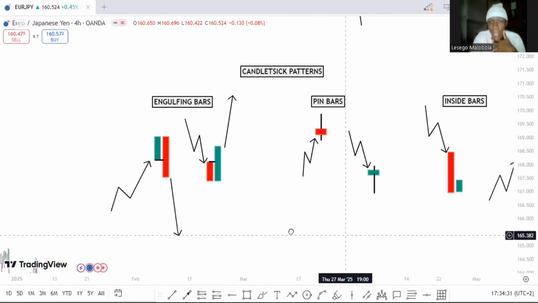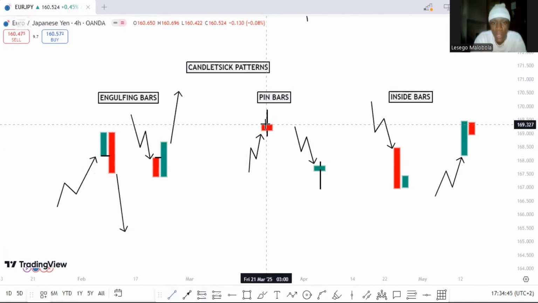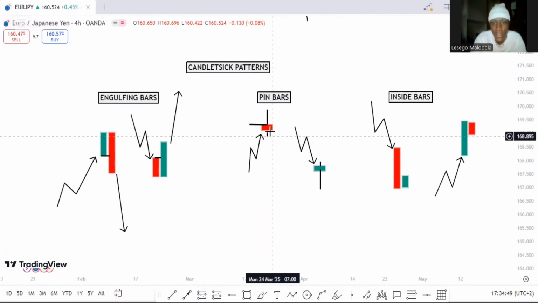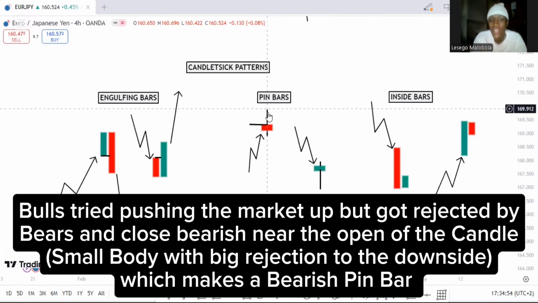Pin bars usually happen when price gave us this rejection. You see price here was moving up, and on the open of this bearish candlestick, you can see the open of this bearish candlestick was where? It was right over here. You understand? Price tried to push the market up. The buyers tried to push the market up, but got rejected by sellers.